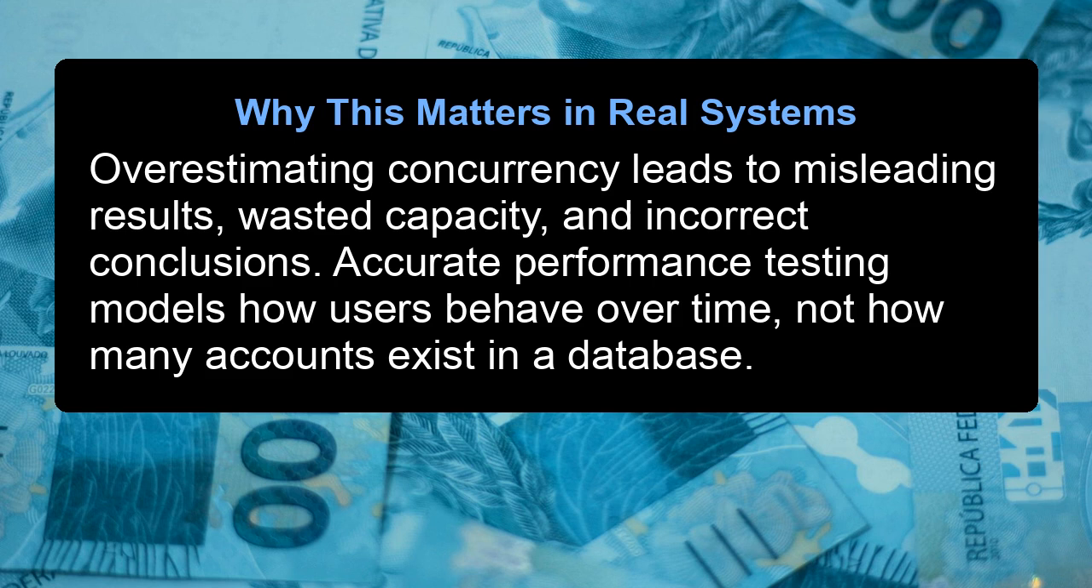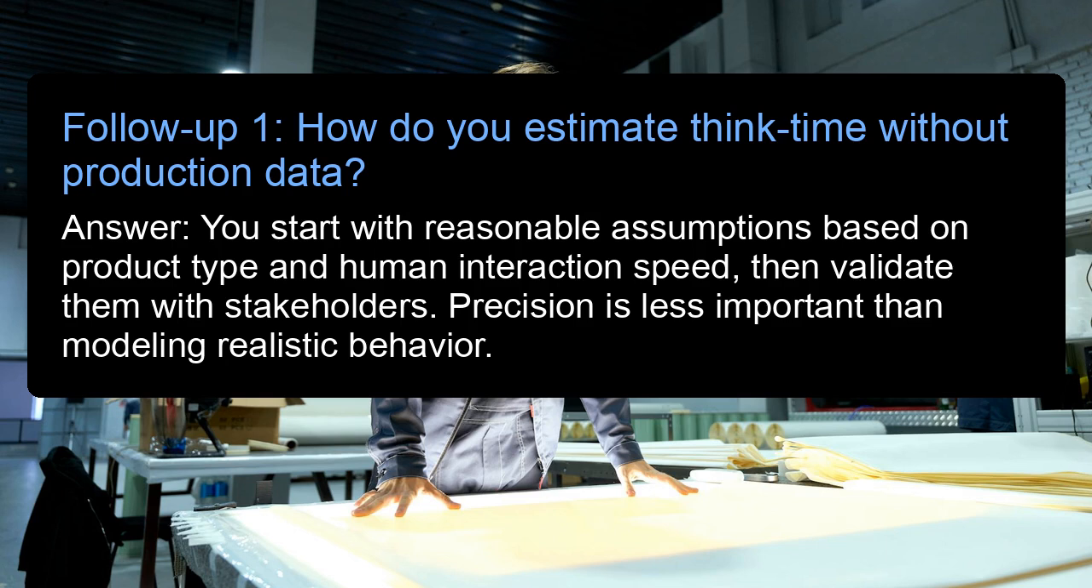Why this matters in real systems. Overestimating concurrency leads to misleading results, wasted capacity, and incorrect conclusions. Accurate performance testing models how users behave over time, not how many accounts exist in a database. Follow-up 1. How do you estimate think time without production data? Answer: you start with reasonable assumptions based on product type and human interaction speed, then validate them with stakeholders. Precision is less important than modeling realistic behavior.